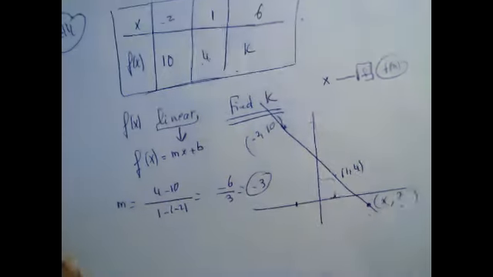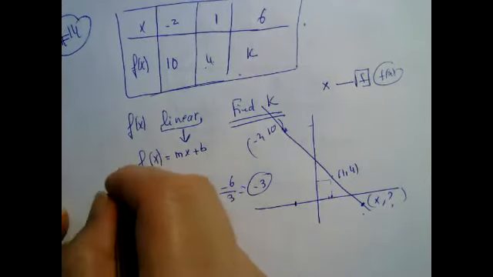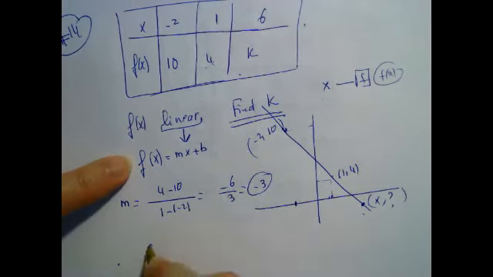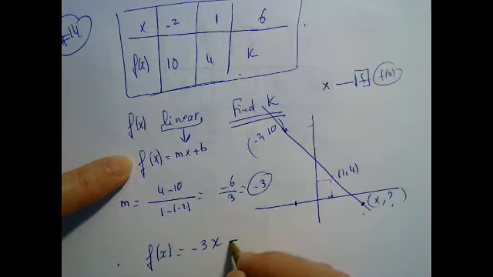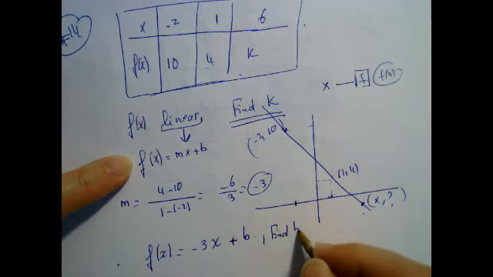-3. Okay. And then you have to find the b. You can use the point slope form. You can use the slope intercept. I don't really care. So let me use the slope intercept. So now I have f of x equal -3x plus b. We need to find the b.